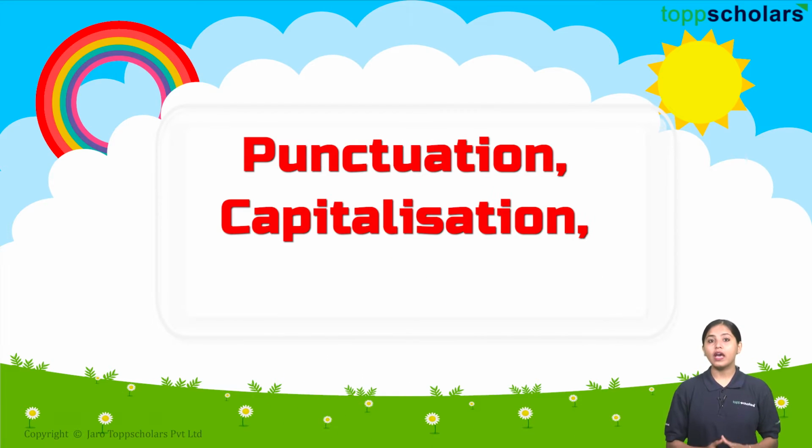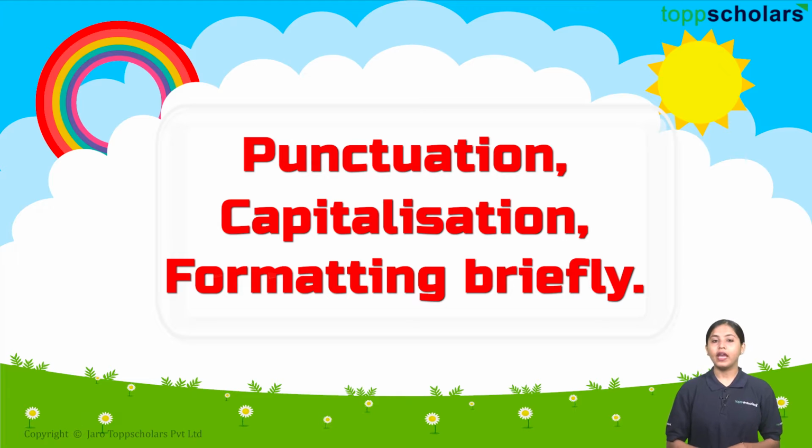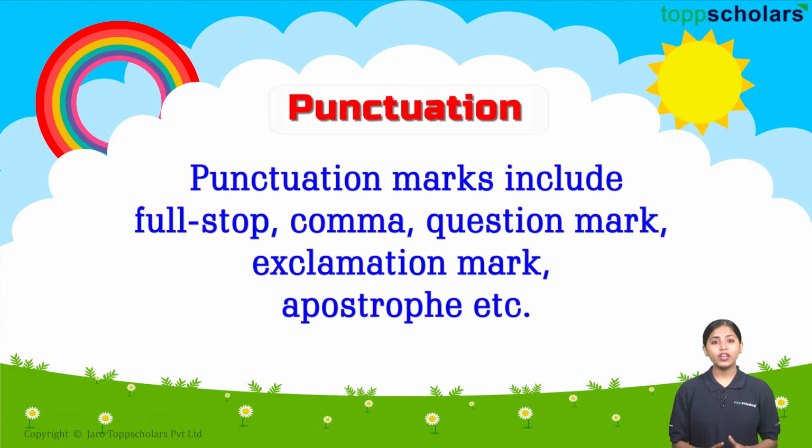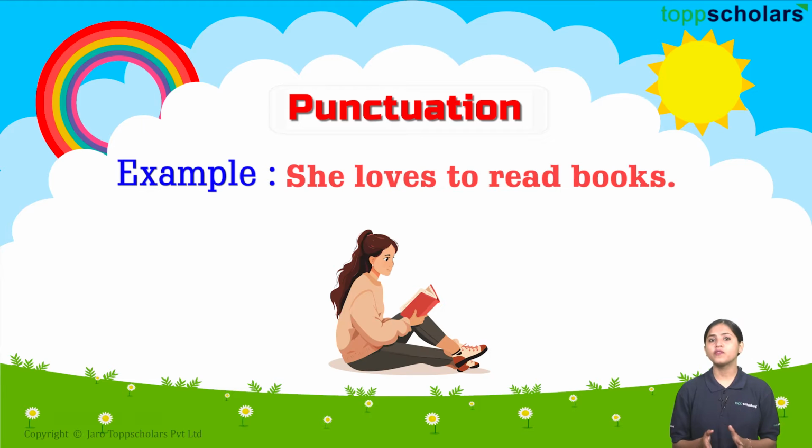Let us first revise punctuation, capitalization and formatting briefly, and then move on to answering a few questions based on it. Punctuation. Punctuation refers to the set of symbols used in writing to clarify meaning, separate sentences, and guide readers through the text. Punctuation marks include full stop, comma, question mark, exclamation mark, apostrophe, etc. Example, she loves to read books, full stop.